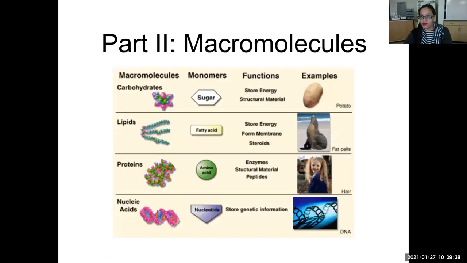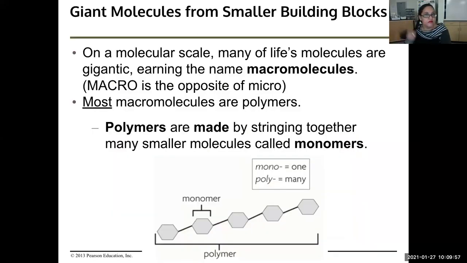So part 2, macromolecules. Macro means large as opposed to micro meaning small. And then molecules. So we're talking about large molecules that a lot of them we eat, but we eat them so we can make up structures in our bodies. But we are made of all of them. So giant molecules from smaller building blocks.